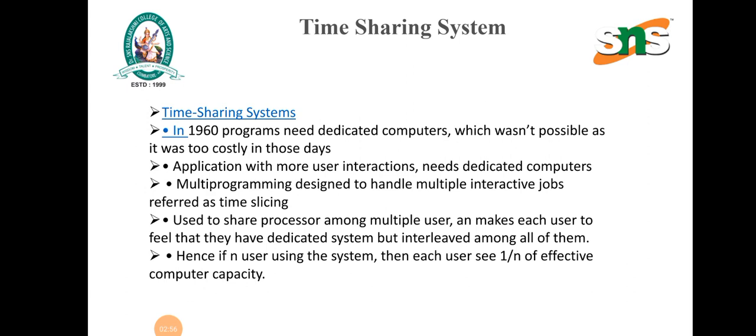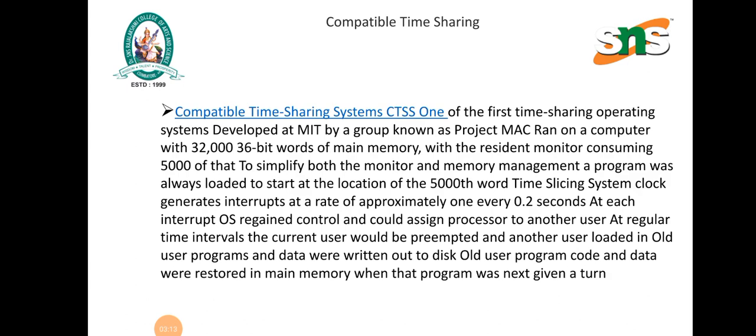And the time sharing system. In the 1960s, programs needed dedicated computers, which was not possible as they were costly in those days. Applications with more user interaction need a dedicated computer. Multi-programming was designed to handle multiple interactive jobs, referred to as time sharing. Compatible Time-Sharing System, CTSS, was the first time sharing operating system, developed at MIT by the group known as Project MAC.